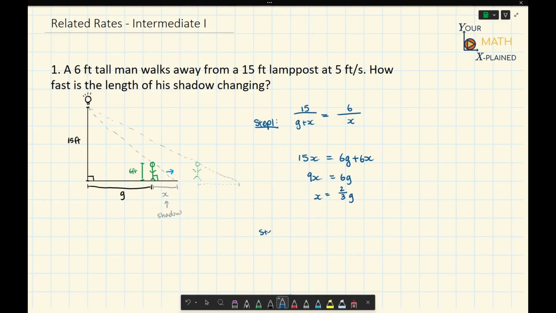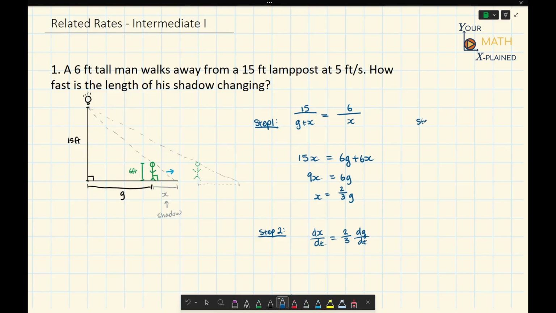Now step 2, we're going to differentiate both sides with respect to our independent variable. So again, our independent variable here is time, because looking at the units here, we have feet per second. So we're changing with respect to time. Taking d by dt of both sides of this equation, we end up with dx/dt is equal to 2 over 3 times dg/dt.